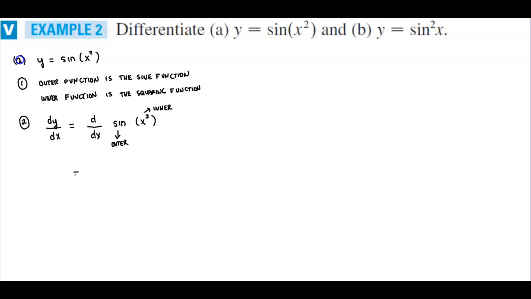Okay, so what is the derivative of the outer function? Well, the derivative of the outer function is the cosine. So this represents the derivative of the outer function. Okay, and then that's cosine of x squared. And so the x squared is evaluated at the inner function.